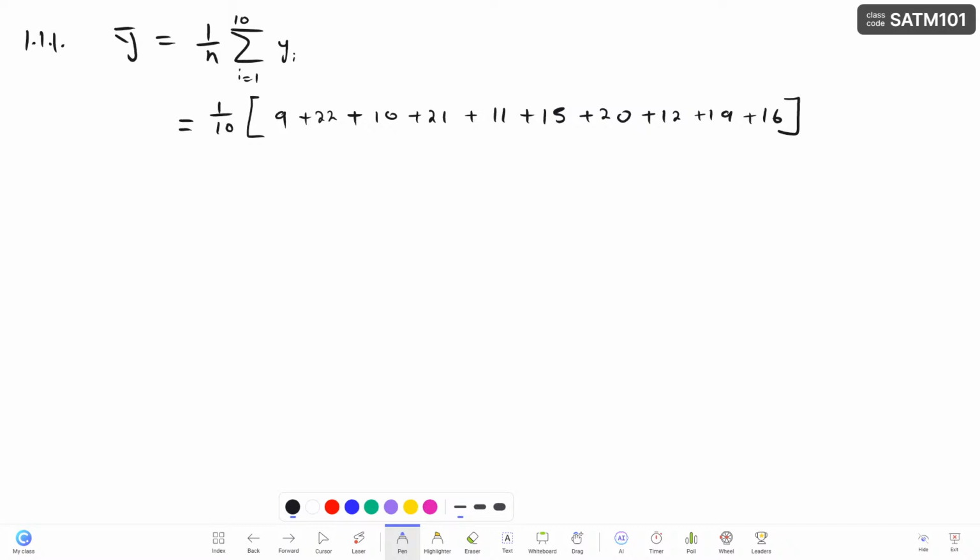So you need to add all those numbers, and then after that you divide by the total number. So it's 9 plus 22 plus 10 plus 21 plus 11 plus 15 plus 20 plus 12 plus 19 plus 16. So you need to be fast because we are not going to waste time on statistics. So it's going to be 155 divided by 10. So we get our mean as 15.5. So this is our mean.